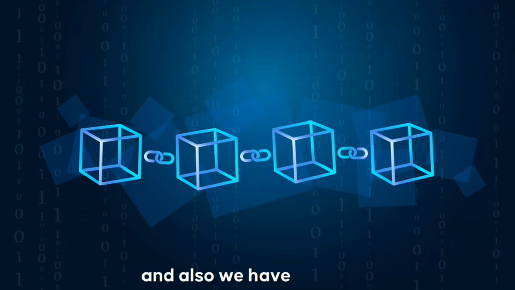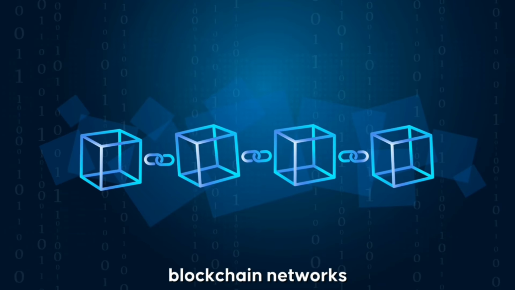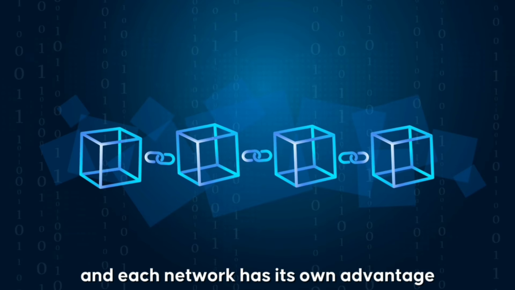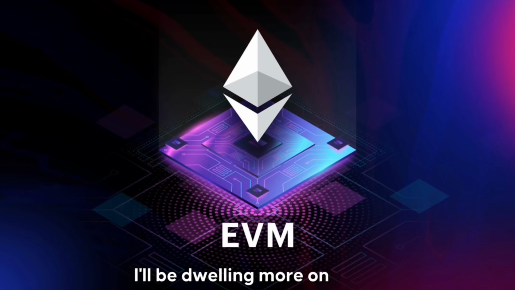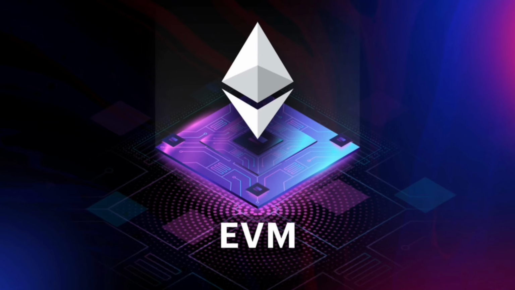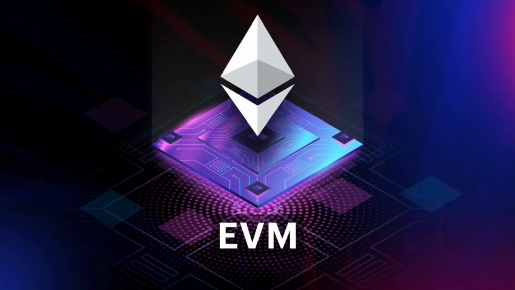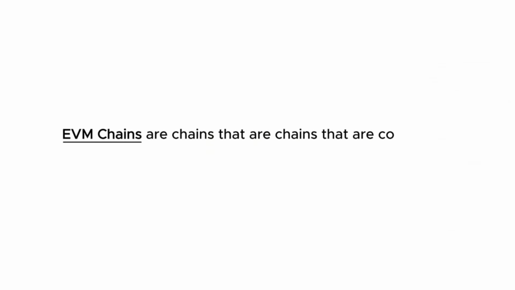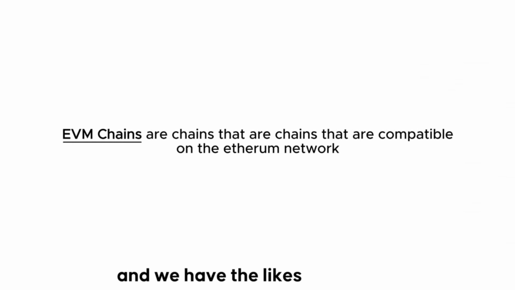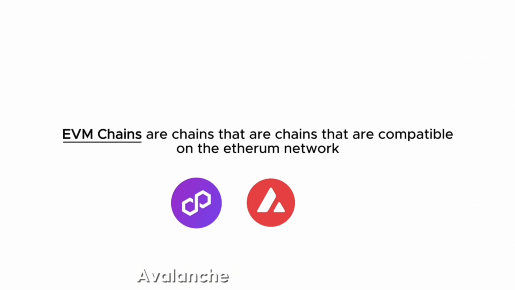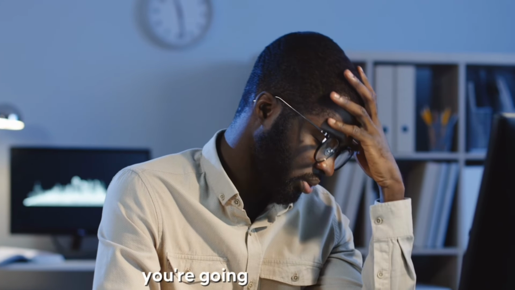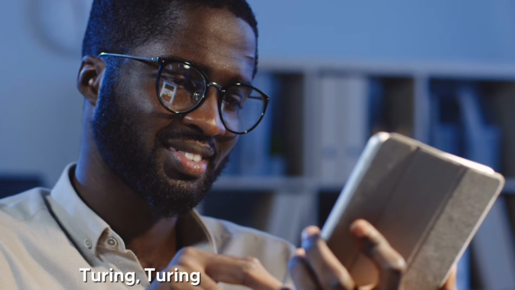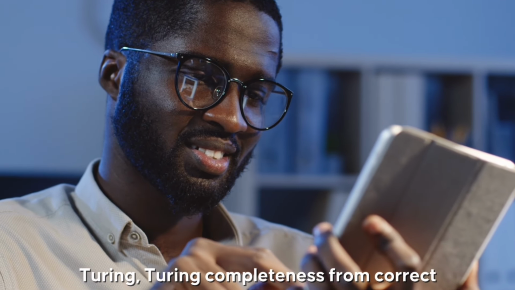And also, we have different blockchain networks, and each network has its own advantage. But basically, in this tutorial, we'll be dwelling more on EVMs. I do not really want to go into the rabbit hole of blockchain networks, but EVM chains are chains that are compatible with the Ethereum network, and we have the likes of Polygon, Avalanche, and do not worry, as you explore more into the world of blockchain, you're going to understand how the EVM works. You're going to understand concepts like Turing completeness, if I'm correct, and there's a whole lot of things.